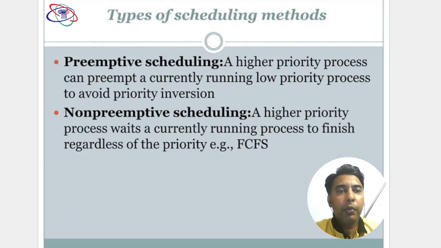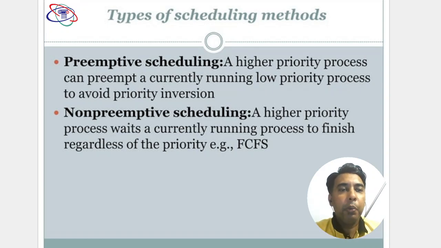So there are two types of scheduling methods. The first one is preemptive scheduling and the next one is non-preemptive scheduling. So what is preemptive scheduling? In preemptive scheduling, a higher priority process can preempt a currently running low priority process to avoid any priority inversion. It means even if a low priority process is running, if a higher priority process comes and demands the CPU, then the previous one, the low priority process, will be preempted from the CPU and the CPU is allocated to the higher priority process.